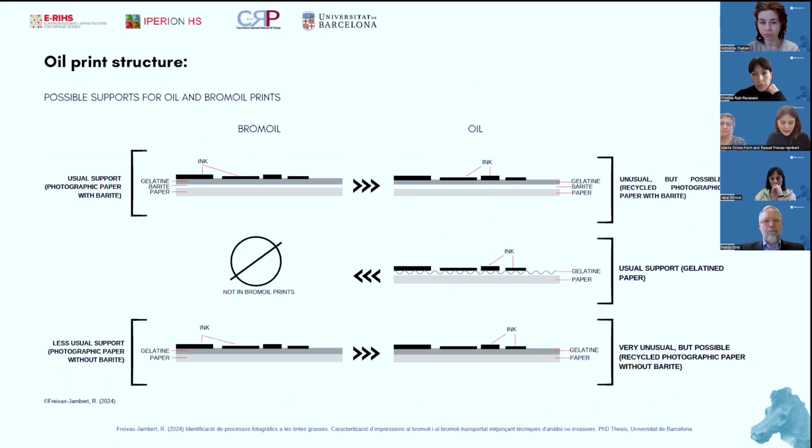To illustrate this, I have included this diagram showing the different types of support we can find for oil and bromoil prints. Well, the usual support of the oil process, okay, in the middle, is a common paper with a gelatin layer. This cannot be used for the bromoil process, but we can see that it is possible to make an oil print by reusing silver bromide or silver chlorobromide paper, even if it's not the most common support.